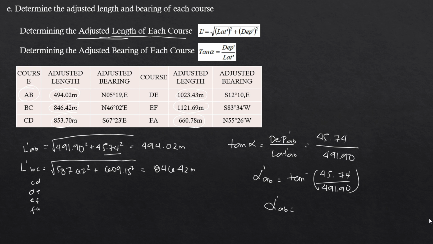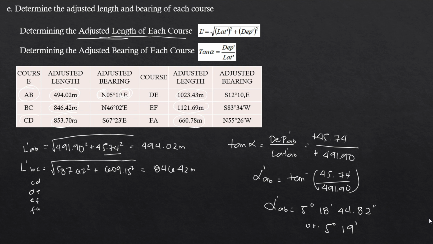Okay, so meron tayong 5 degree, 18 minutes, 44.82 seconds. Or 5 degree, simple, round na natin ng 9 minutes. Okay, so north, east yung ano natin. Kasi positive yung departure natin, positive din yung latitude. So, north siya and east. So, try natin tong CD.